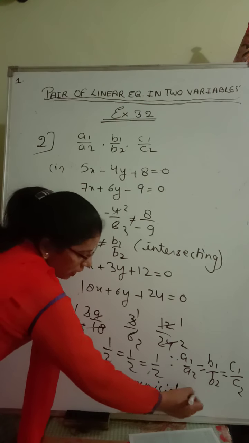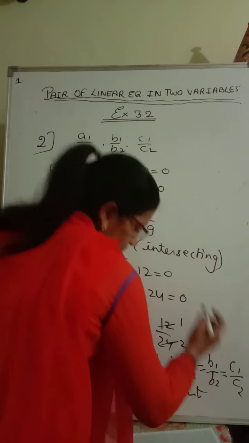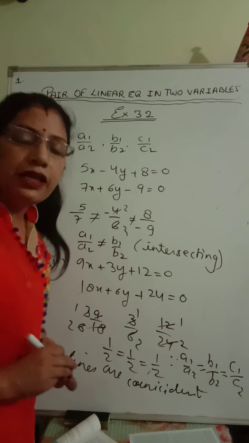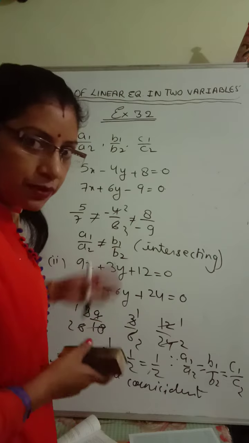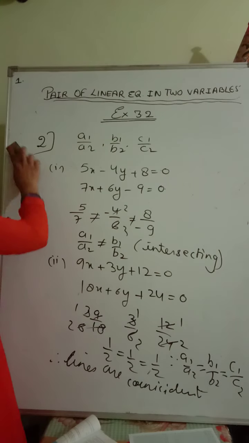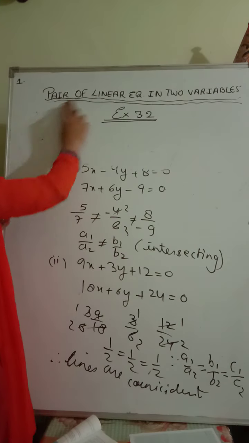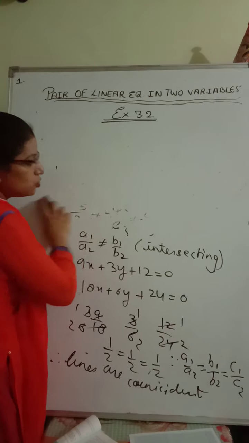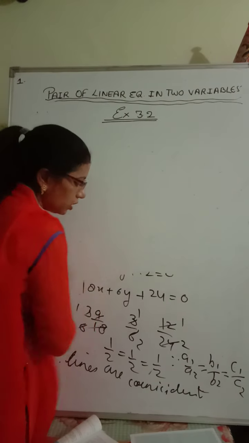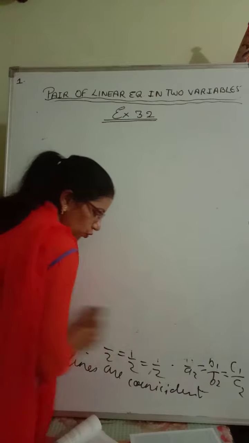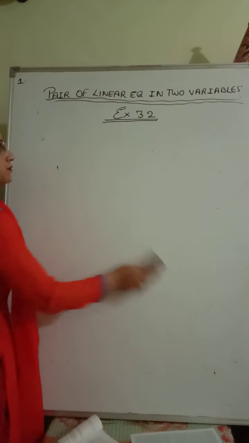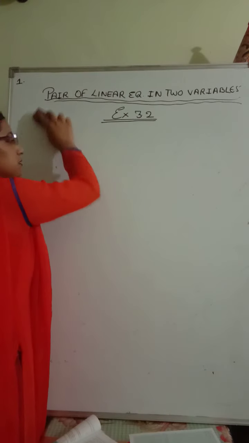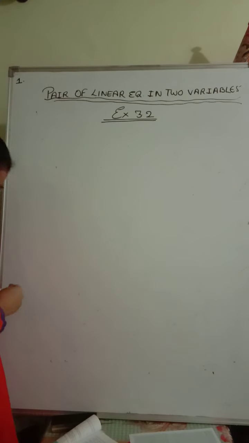So therefore the lines are coincident. Okay. The third part is left, you do it yourself the same way, because it is very simple. And for parallel, what is the condition? A1 upon A2 equals B1 upon B2 is not equal to C1 upon C2. Fine. So these are the three conditions. Now the third question comes.